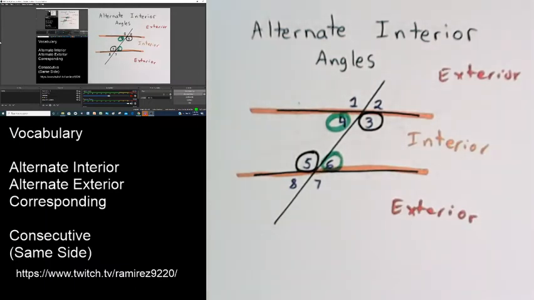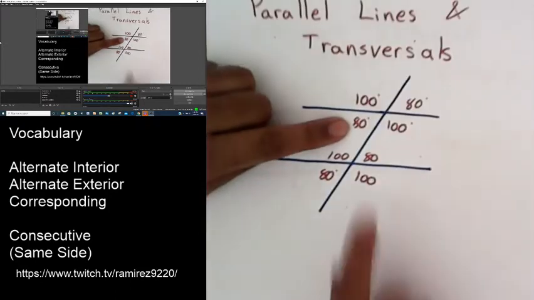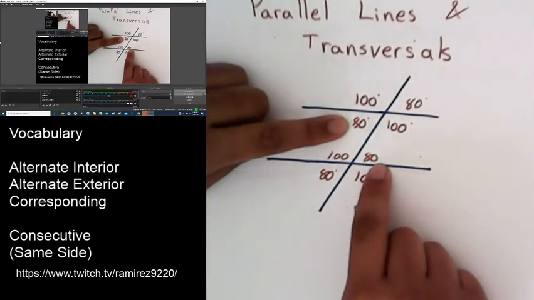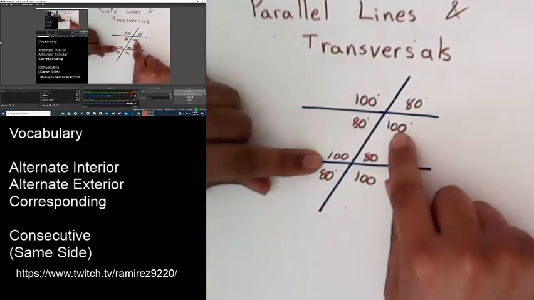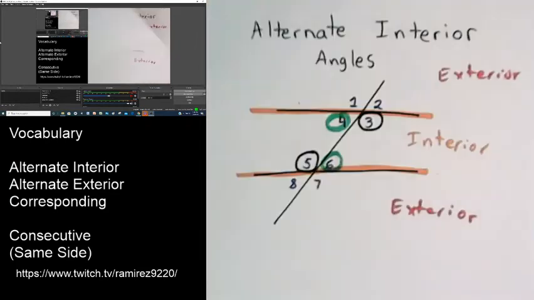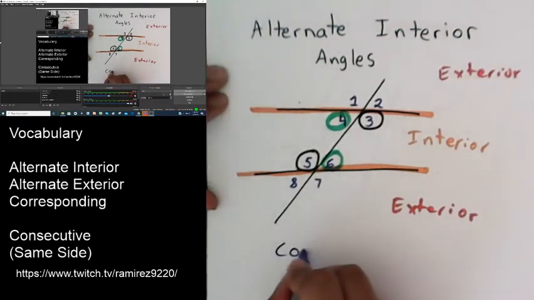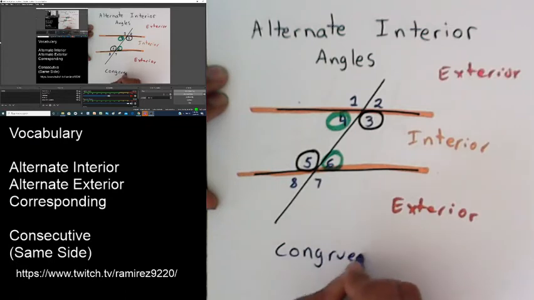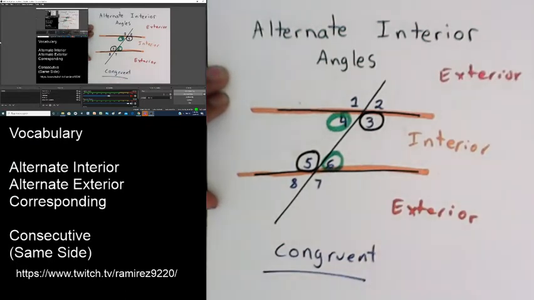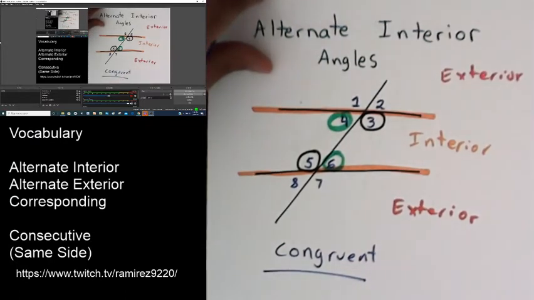And if we look at our original picture, notice 4 and 6, pretty much these right here. And notice how they are the same. These two were the same. And so we can make this conclusion that anytime you have alternate interior angles, they will be congruent. Alternate interior angles are congruent.